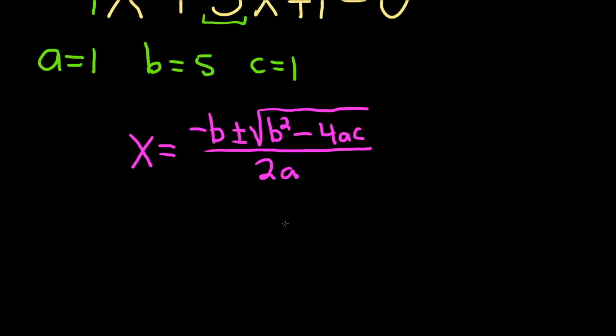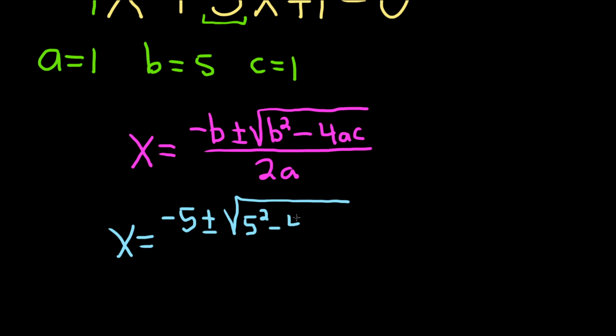So now all we have to do is plug in the numbers. Let's see. x is equal to, so b is 5, so we have negative 5 plus or minus the square root of, so b is 5, so it'll be 5 squared minus 4 times a. a is 1, and c is 1. It's all being divided by 2a, so 2 times 1.